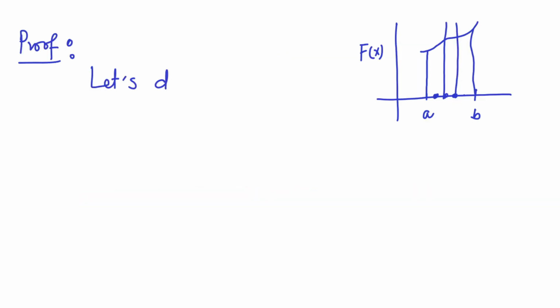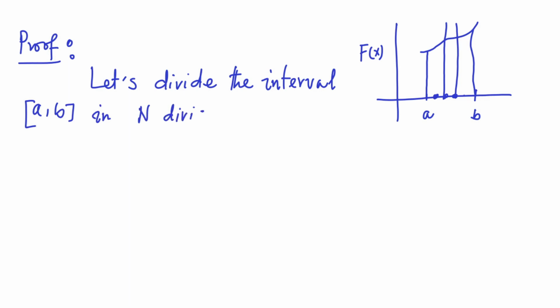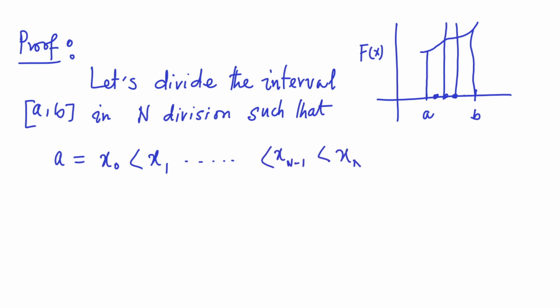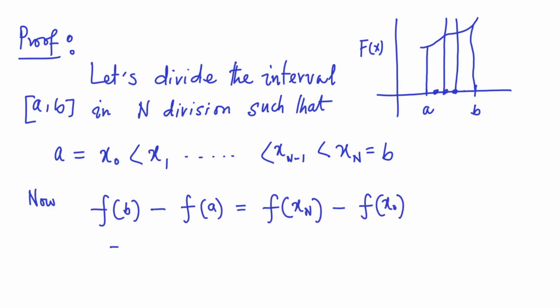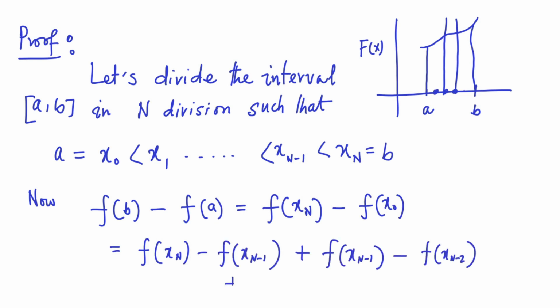In order to prove the first theorem, let us divide the interval between a and b in n divisions such that a equal to x0, which is less than x1, and so on, then xn minus 1, which is less than xn, which is equal to b. Now, f of b minus f of a can be written as f of xn minus f of x0. Now we can subtract and add f of xn minus 1 and similar terms, as you see it here.